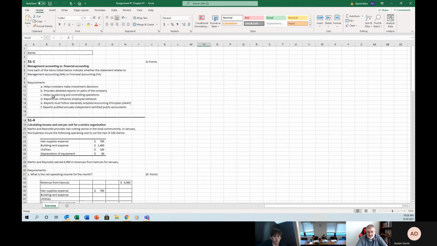Okay, so did you guys all find S1-1 in the back of chapter 1? Okay. So it should read just exactly like this, okay? So now what you're going to do is come down here. There's a typo right there, 4. I got F-O-R-E. Okay. For each item listed below, tell me whether it's managerial or financial accounting.